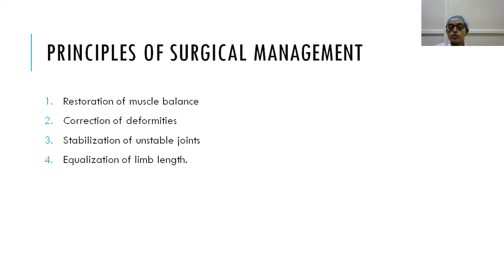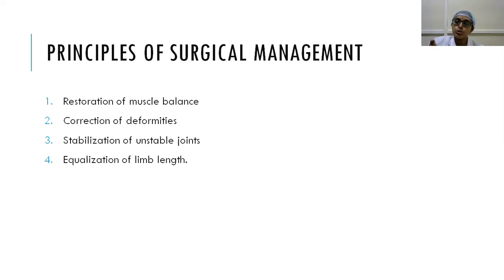And sometimes when all the group of muscles are paralyzed, the joint will be flail. It will not hold itself in a position. In such cases, the joint should be stabilized in a functional position. So that stabilization of the joint will be done. And as we have also discussed, one more challenge is shortening of the limb. So in that case, equalization of limb length should be done. Otherwise, there will be gait disturbances, and with gait disturbances, spinal problems will also occur. So equalization of limb length should be done.